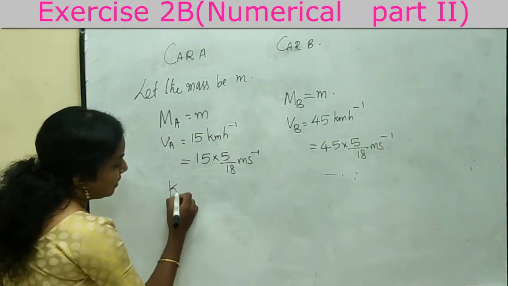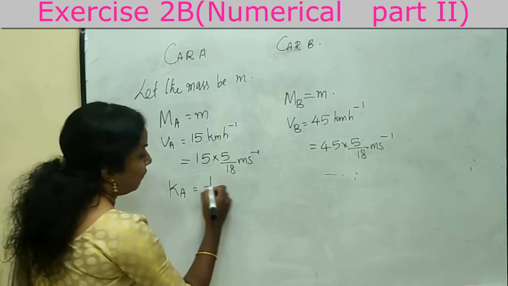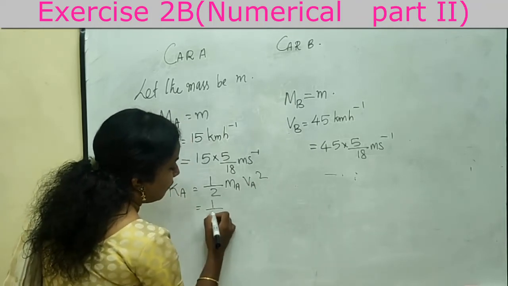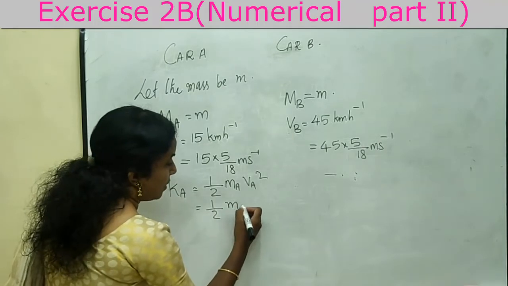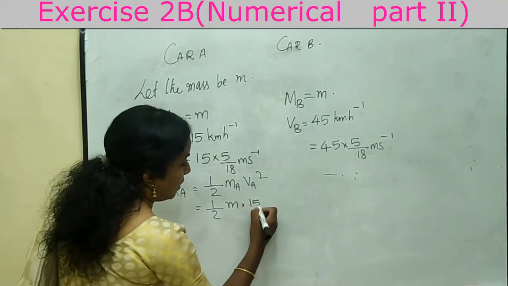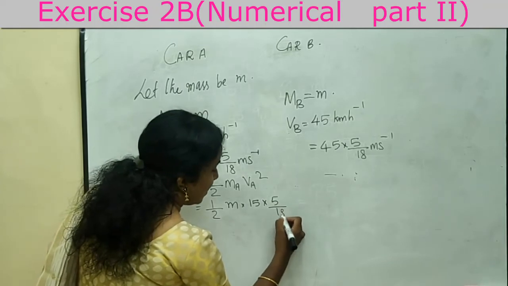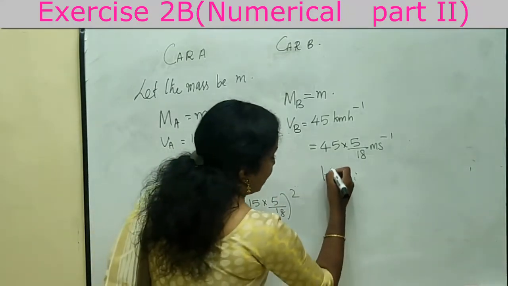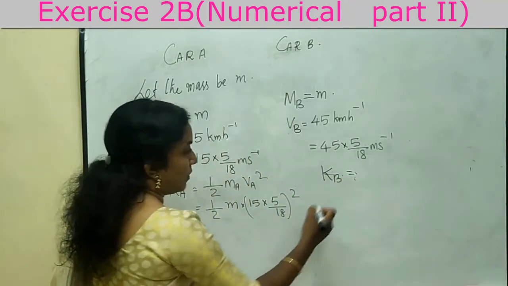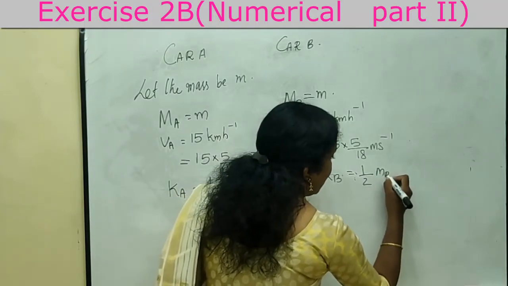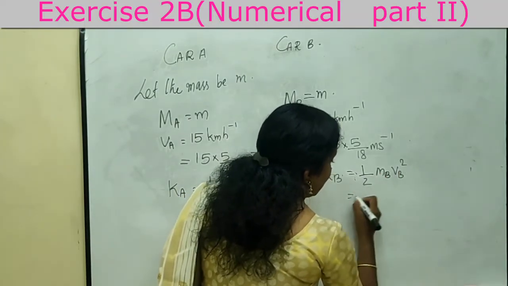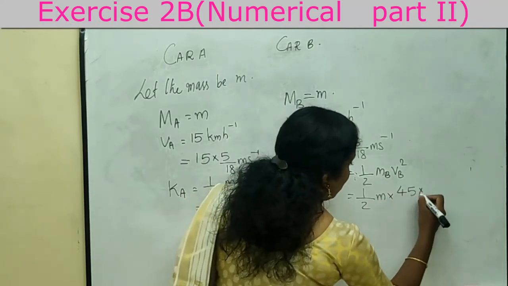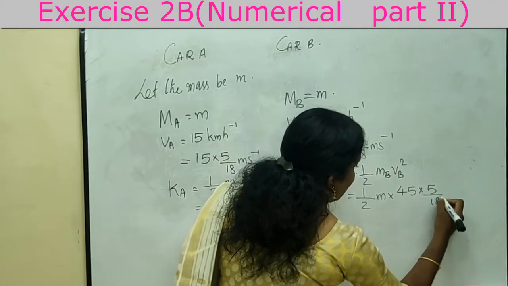Now, the kinetic energy of A is half ma va square. That is half, what is ma? Ma is m into 15 into 5 by 18 whole square. The kinetic energy of B is equal to half mb vb square. That is half m into 45 into 5 by 18 square.